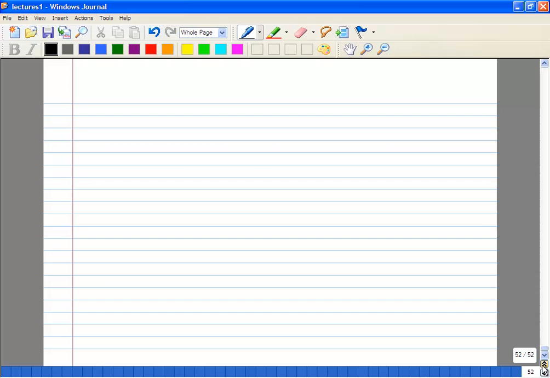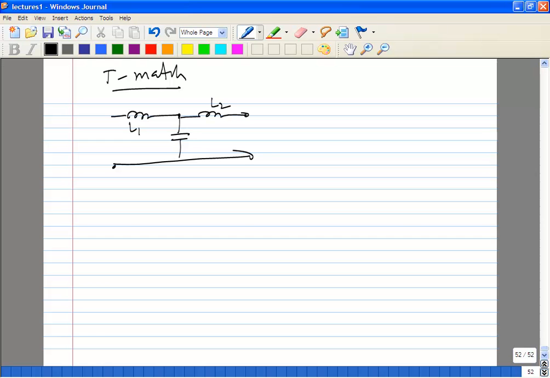The other kind of match is called a T match, and you'll see why it's called a T match. So it looks like this. You also have three components: L1, L2 and C. Okay, you have Rp and you have Rn.